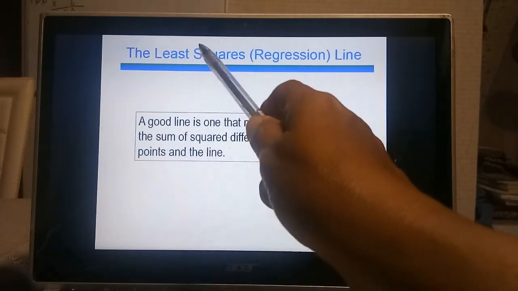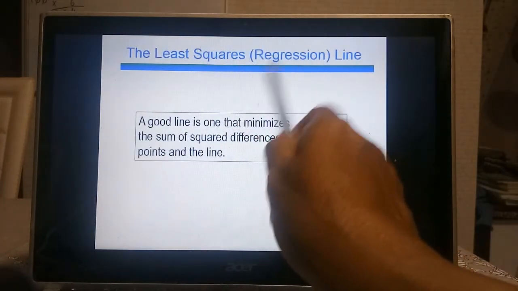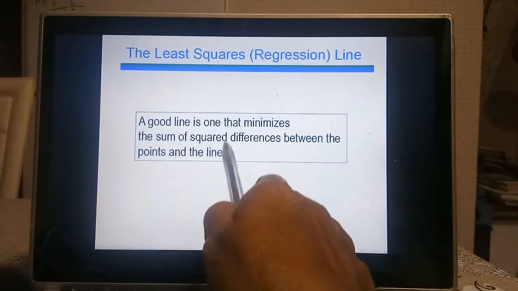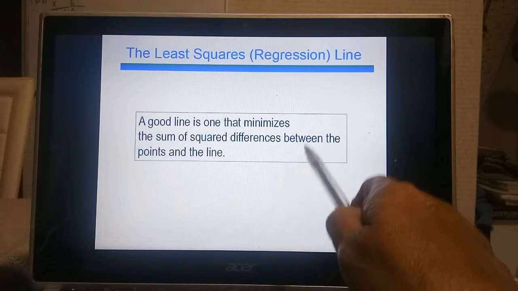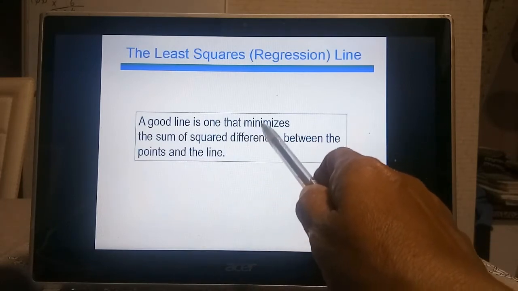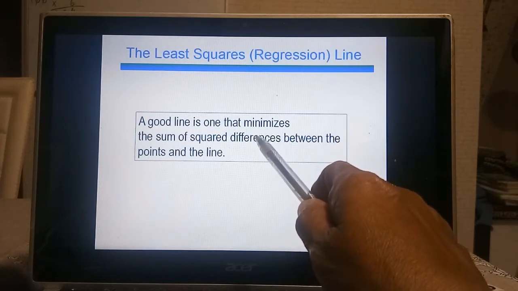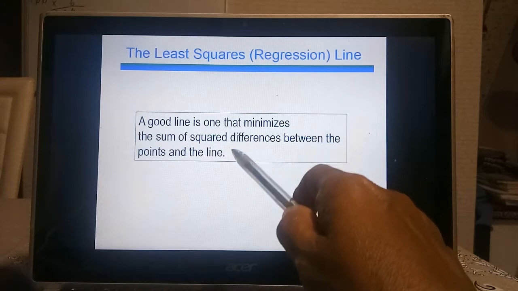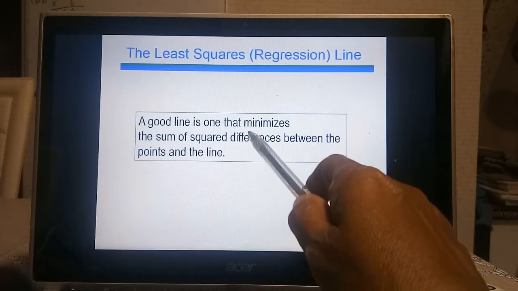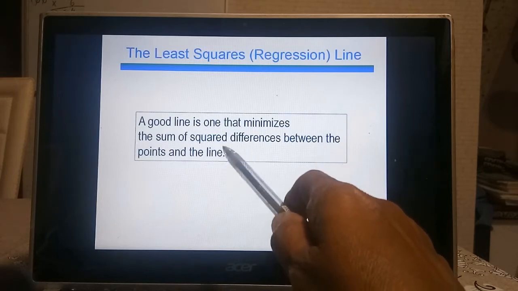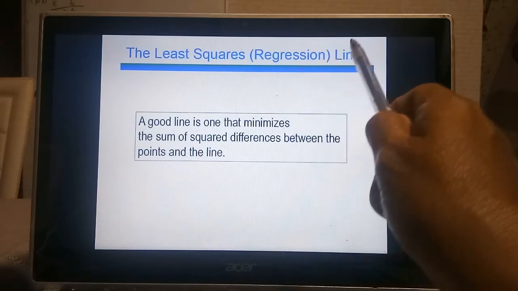So, we call this the least square regression line. A good line is one that minimizes the sum of squared differences between the points and the line. So, maknanya kita nak dapat nilai yang paling kecil dia punya sum of squared differences. Nilai kuasa 2 perbezaan terkecil di antara titik-titik scatter plot tersebut dengan line yang diwakilkan sebagai least square line.